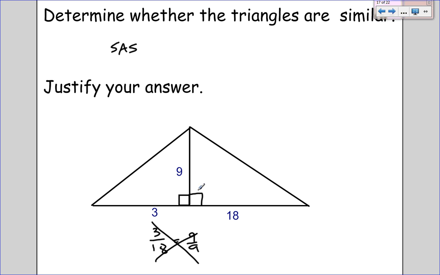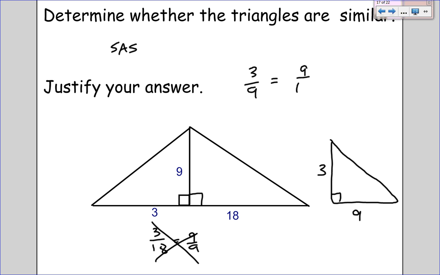But let's take this triangle, and let's flip it and see if we can do anything with it. So if we flip it to where it goes up, the 3 would come here, and the 9 would go here. So let's check. 3 over 9. Does that equal 9 over 18? No, that doesn't work either. So we do not have enough information to tell if these two triangles are similar. So make sure that you check different ways that you can move the triangle for similarity.